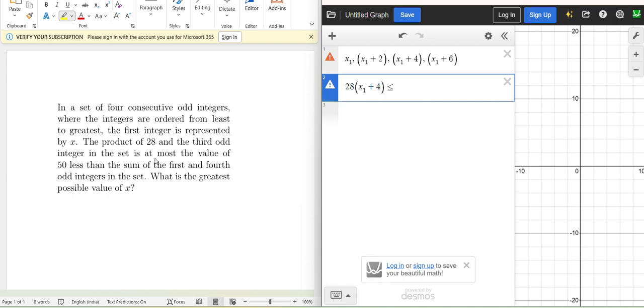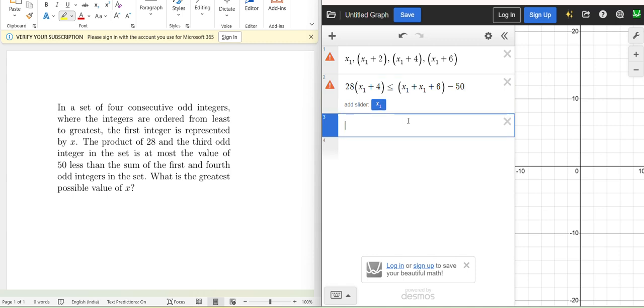So the first and fourth integers are x1 and x1 plus 6. So 50 less than the sum of these two, first and fourth integers, which means we subtract 50 like this here. It is that simple.